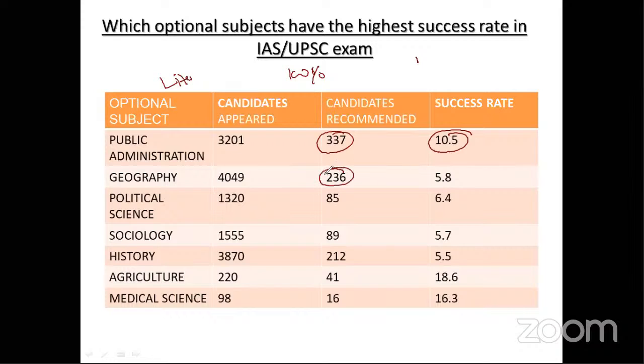So out of 4,236 candidates, only a few are finally recommended in the merit list. This is about the final merit, which determines service allocation, okay. Total success rate is 5.8.